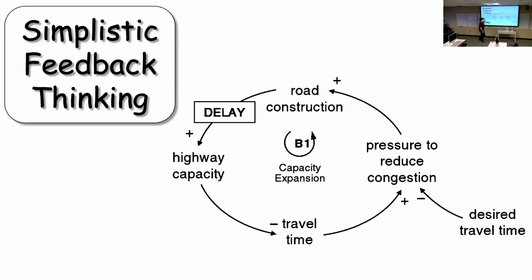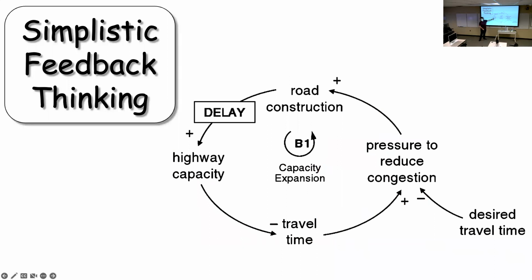And then we can follow that causal loop diagram around. With more pressure, there's more construction, that's the plus. With more construction, there's more highway capacity, that's the plus, but it happens after a delay because this link takes much longer than all the others. With more highway capacity, there's reduced travel time. If you have reduced travel time, you have reduced pressure to reduce congestion. So that's why that's a minus, because these two go in the opposite direction, and why that's a plus, because these two go in the same direction, and because there's only one negative, it's a balancing loop.